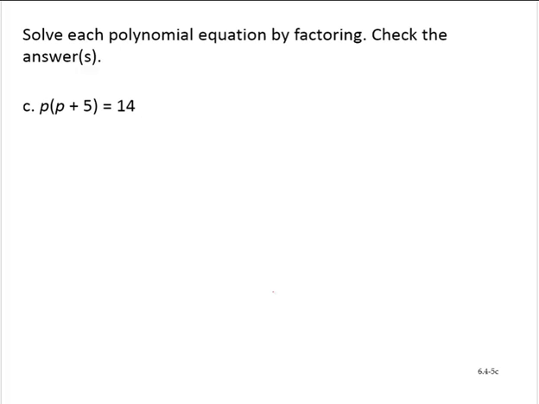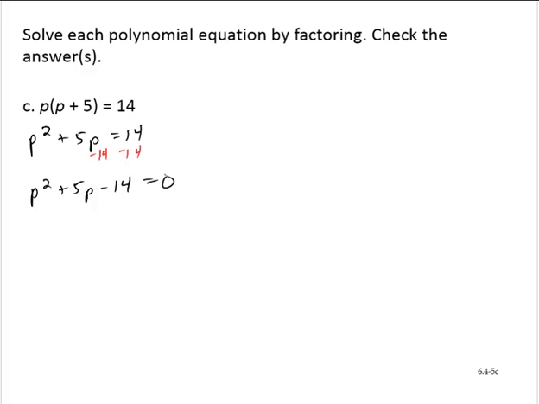In example C, we have p times p plus 5 is equal to 14. So again, the first thing I'm going to do is simplify. So we have p squared plus 5p is 14. I just used the distributive property there. Now I'll subtract 14 from both sides to make one side of the equation 0. So p squared plus 5p minus 14 is 0.